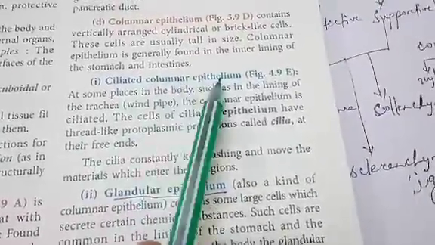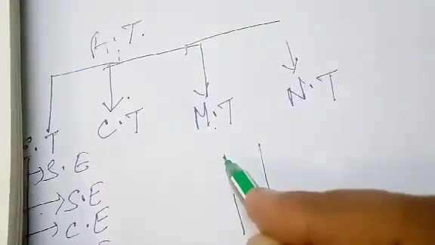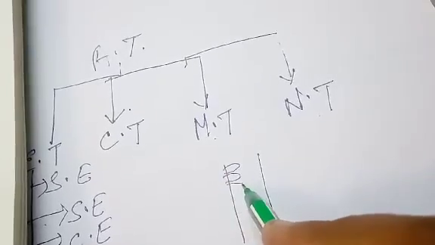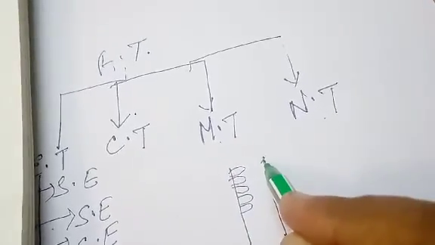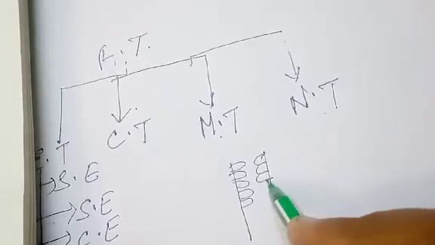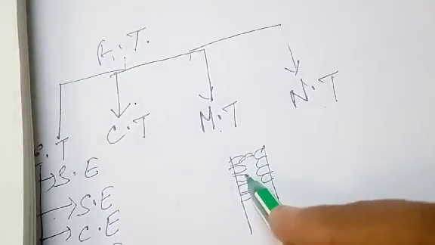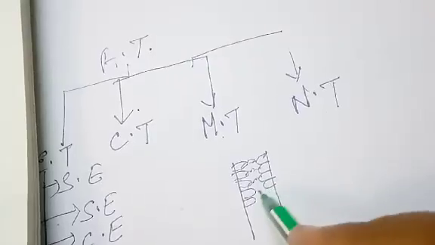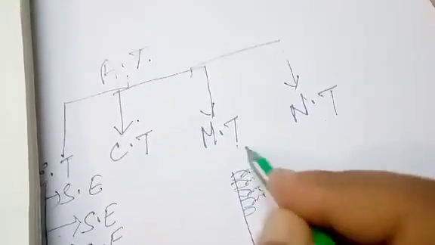Coming to ciliated columnar epithelium. The ciliated columnar epithelium, children, is located in the walls of the respiratory tract. These are the columnar cells which are lining the windpipe. From here, hair-like structures come out. They are called cilia. When the wind passes inside, they prevent the entry of germs or dust particles into the lungs. This is the function of ciliated columnar epithelium. You can see here ciliated columnar epithelium.